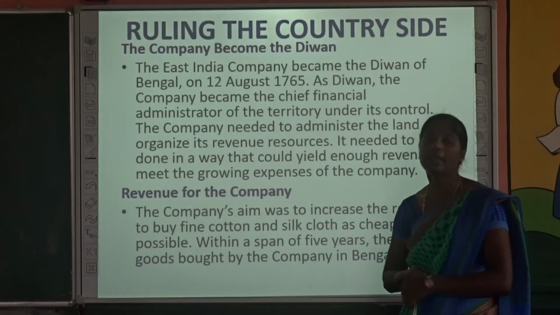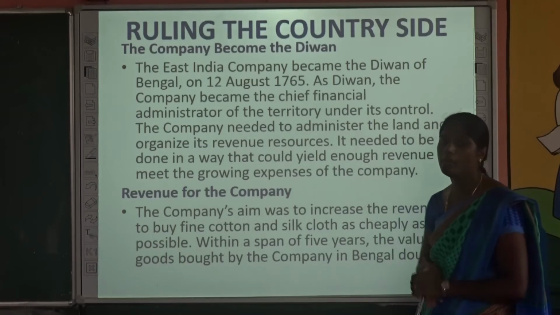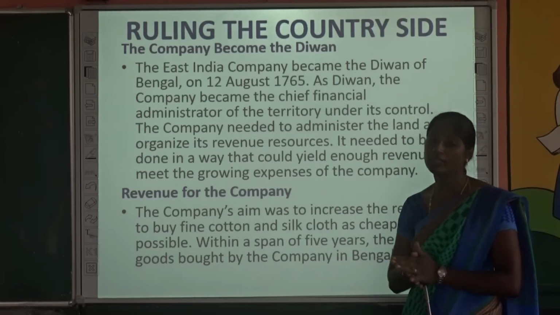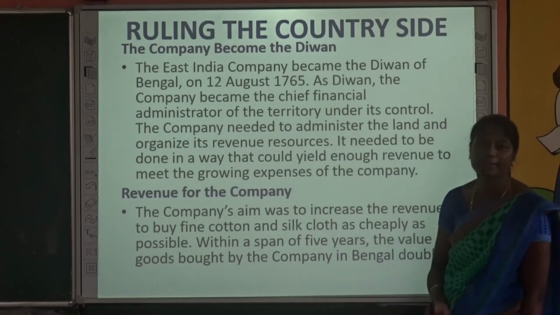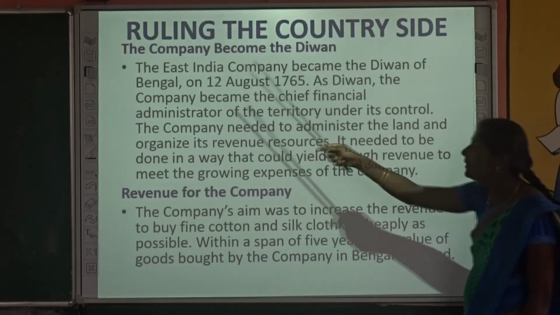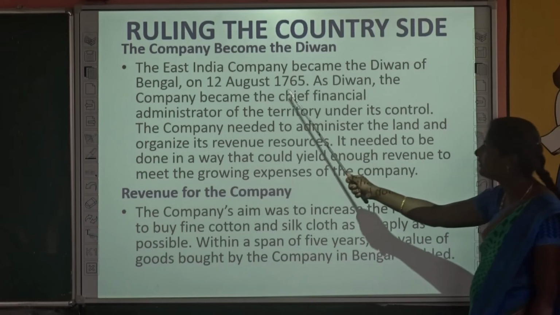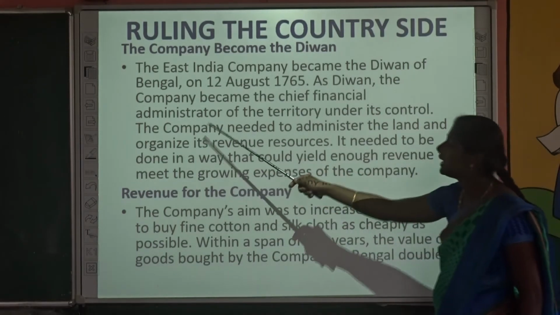So after capturing many territories, how did the British people rule India? What are the policies that were invented by the British people? So the company became the Diwan. The East India Company became the Diwan of Bengal on 12 August 1765. As Diwan, the company became the chief financial administrators.